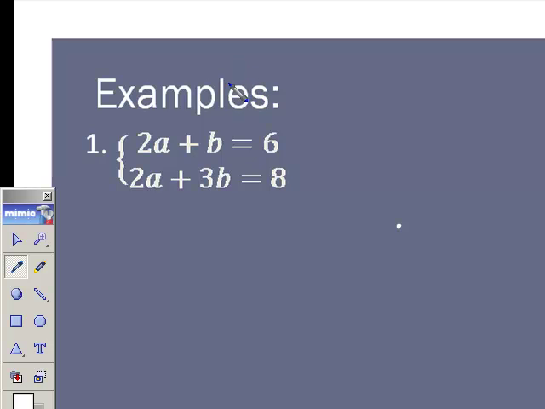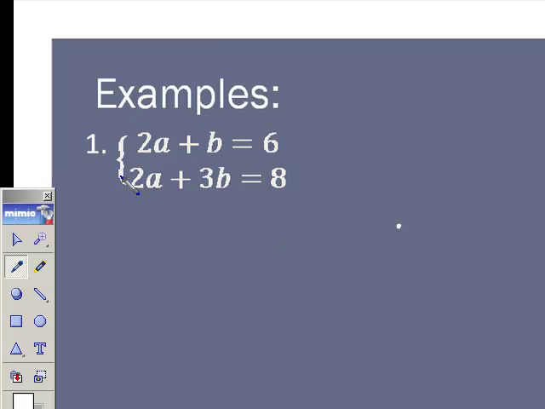Alright, so what's always the first thing we need to look for in these examples? The equations have to be in standard form. Are both of these equations in standard form? Yeah, they are, okay? So we don't need to do any work there. But does anything cancel out yet? No.